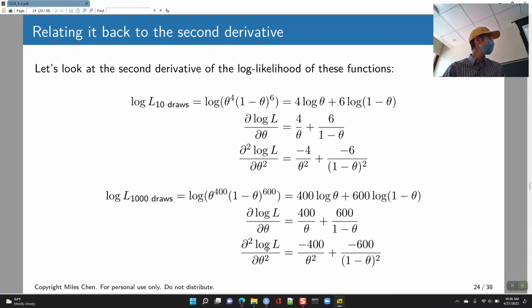And if we take a look at this, what is the second derivative? We would get this and this. And basically, this versus this is basically the same second derivative, but it's multiplied by a factor of 100.